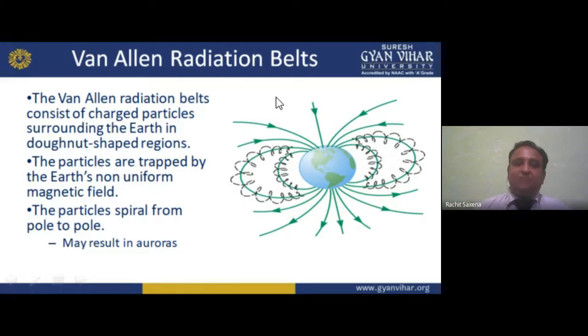The particles spiral from pole to pole and may result in auroras. So we have the particles spiraling from pole to pole, north to south, south to north. You know about the spiral winding. We have a spiral structure. We have some spirals from pole to pole that may result in auroras. It looks like this spiral. So that is how the Van Allen radiation belts build.